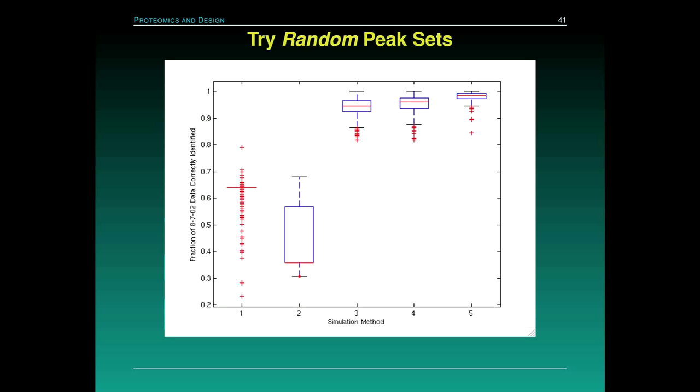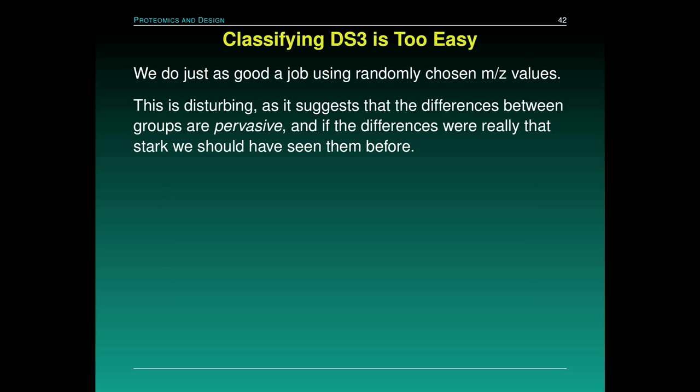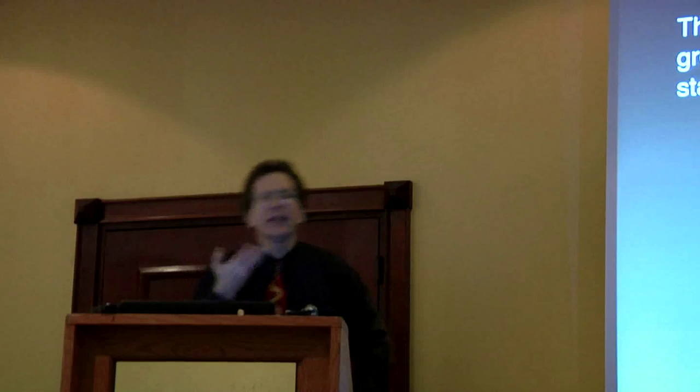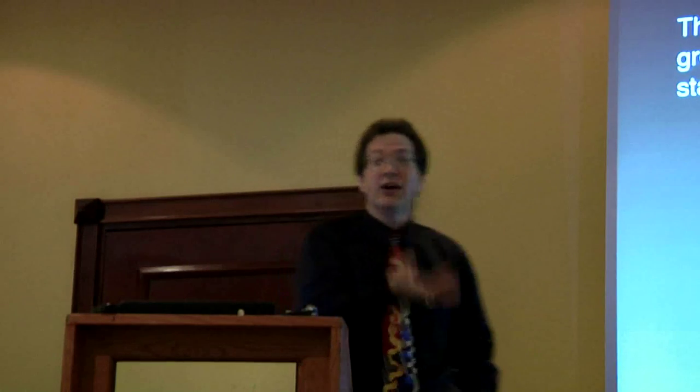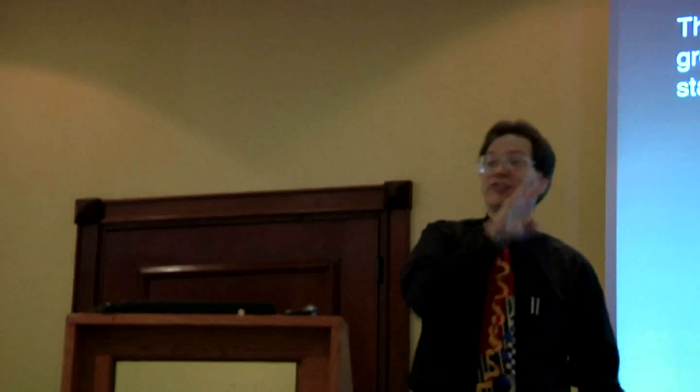Using peaks picked at random, we can achieve perfect separation. So this, again, is a bit of a problem. It's a problem because it suggests the difference is pervasive and it's not localized. So that really is a sign that this is, again, an artifact of the design, not something else.